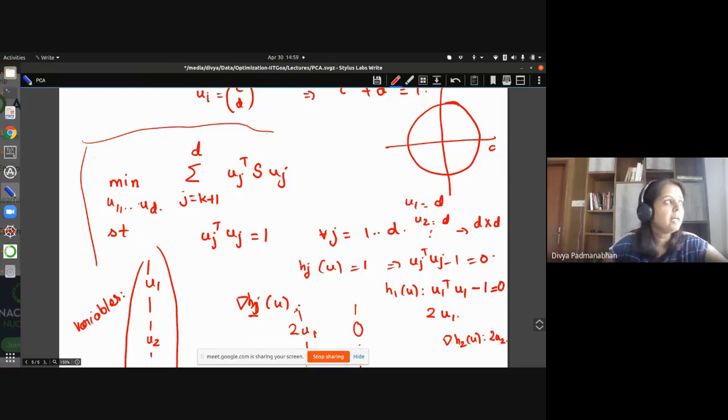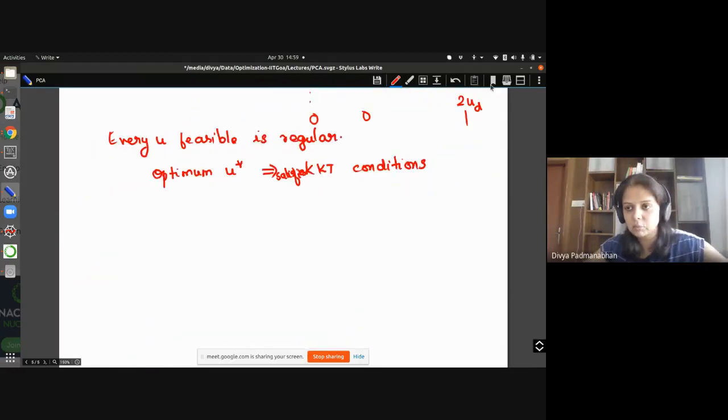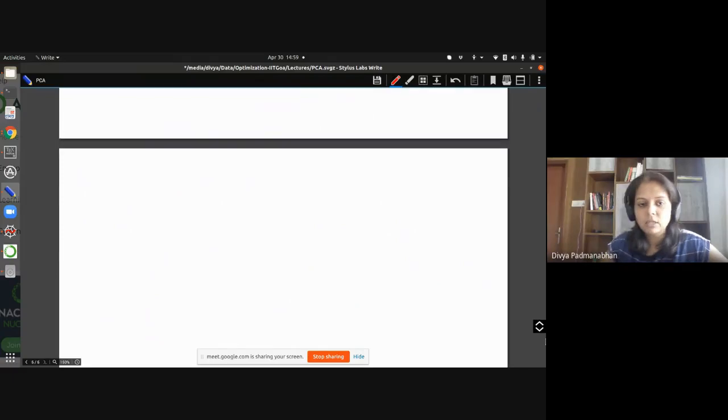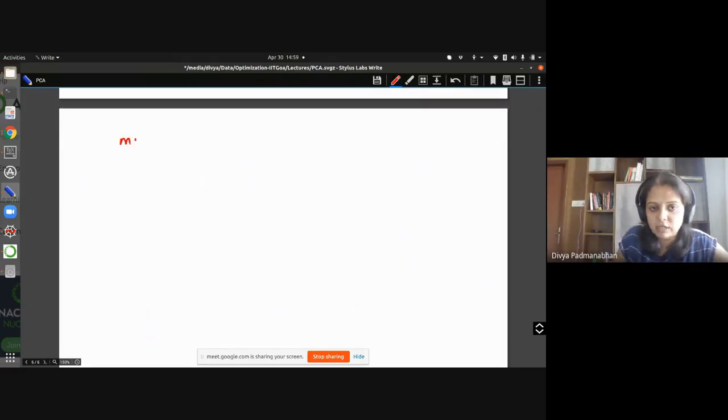What I'm trying to do now is to apply some of the regularity conditions that we saw in constrained optimization. If you remember, let me do a small recap. Earlier we had a function: minimize f of x subject to, let's take the case where you only have equality constraints, hj of x equal to 0. Here the x's were the variables.